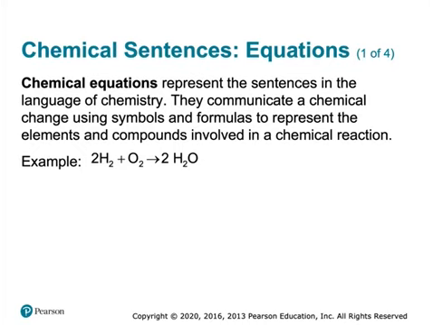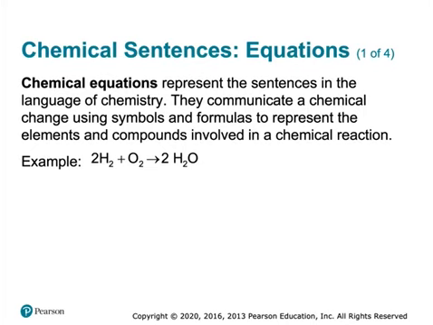So we have 2 hydrogens and 1 oxygen as the reactants. They're on the left side of the equation, and we form 2 waters, so 2 H2O. There are 2 waters, and each of them has 2 hydrogens and 1 oxygen. And notice that on the left side of the equation there are 4 hydrogens, and on the right side there are 4 hydrogens. On the left side there are 2 oxygens, and on the right side there are 2 oxygens. So this is known as a balanced chemical equation. It tells you the number of what is reacted, and then the product.